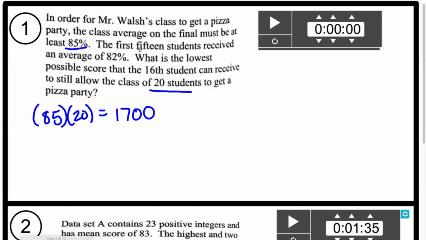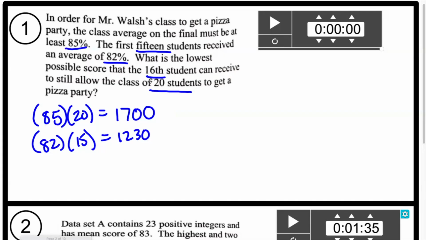And then the first 15, they've received an average score of this. So that's 82 times 15 is the total number of percentage points again that those 15 have earned. So 82 times 15 is 1230, right? So the difference of this is how many points they still need to get to this 1700. Now this one's a little tricky. It says, what's the lowest possible score the 16th can receive?